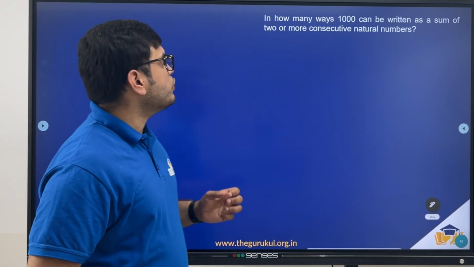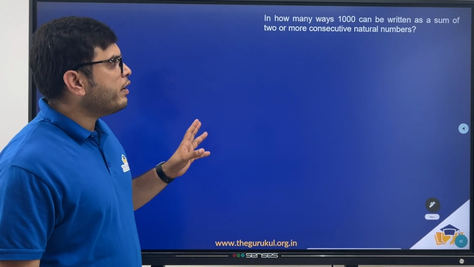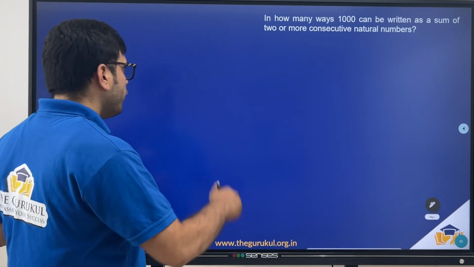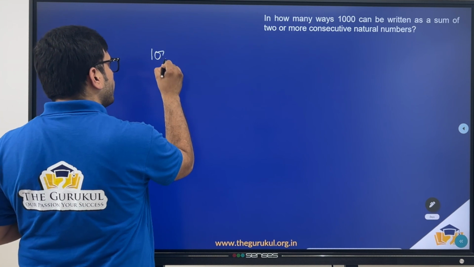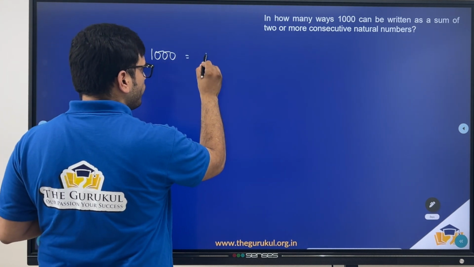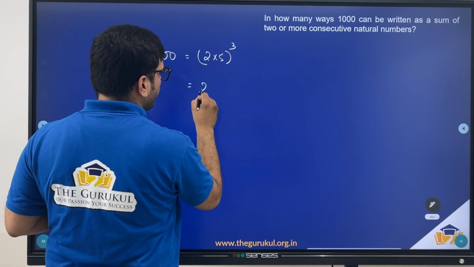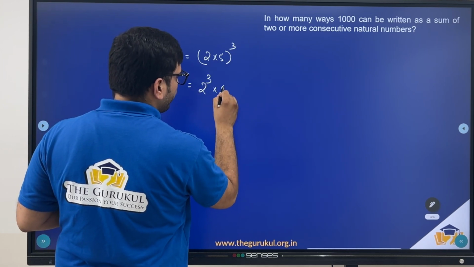Now coming to the third question. In how many ways can 1000 be written as the sum of two or more consecutive natural numbers? Right. Now first let's prime factorize 1000. Now 1000 is nothing but 10 cube. So (2 into 5) whole power 3. Now this is equal to 2 power 3 into 5 power 3.